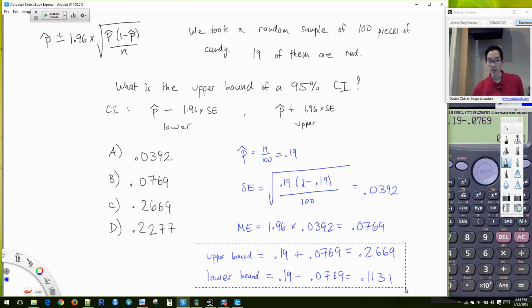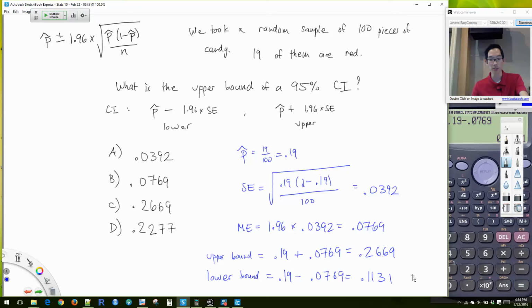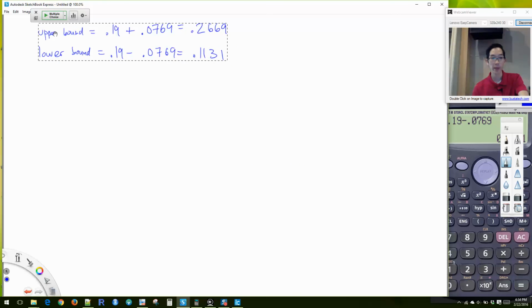All right. We shouldn't just stop here. We should make a proper interpretation of our confidence interval. But I just want to make sure everyone's okay with the arithmetic behind all of this. It seems like a lot of you are. Okay, so our upper bound and our lower bound is this.